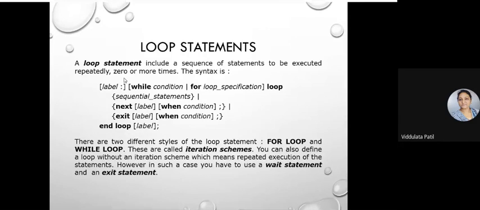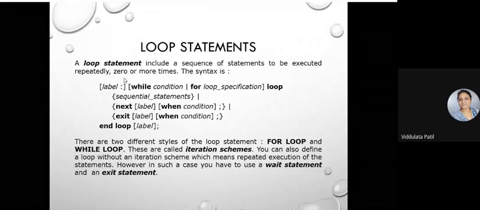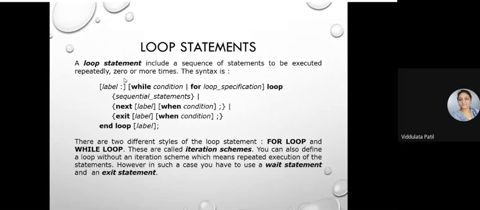As we know, there are two different types of loop statements. One is the for loop and the other is the while loop. These are also called an iteration scheme. You can also define a loop without the iteration scheme, which means repeated execution of the statements. However, in such a case, you have to use a wait statement and an exit statement. That means if no iteration scheme is used, then you need to wait till a certain condition is fulfilled, and then you should have an exit statement there.